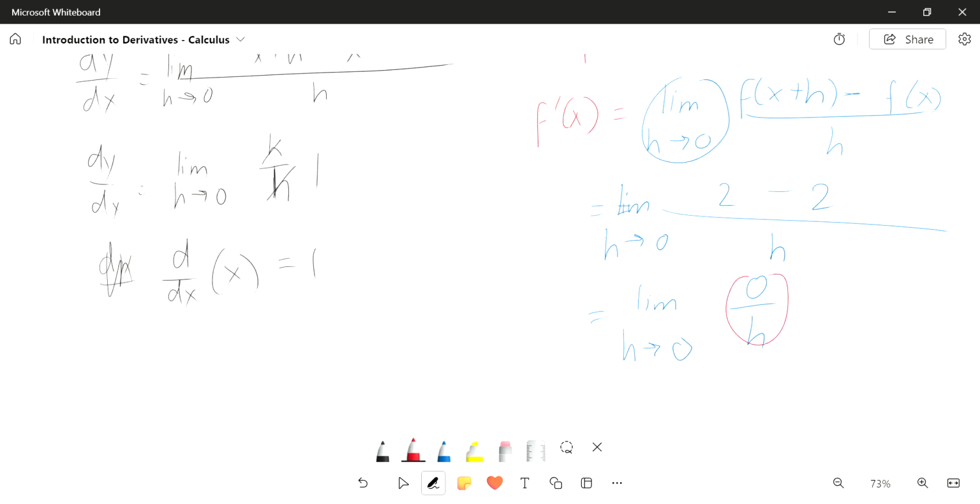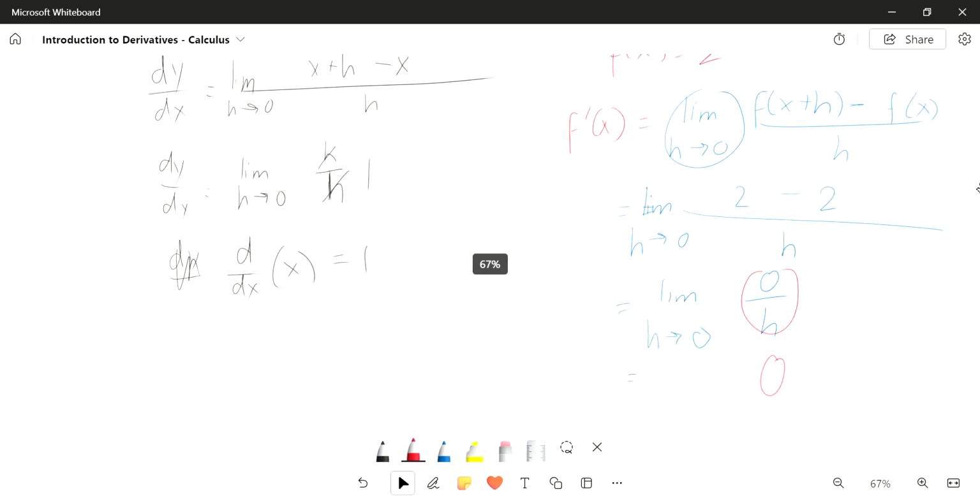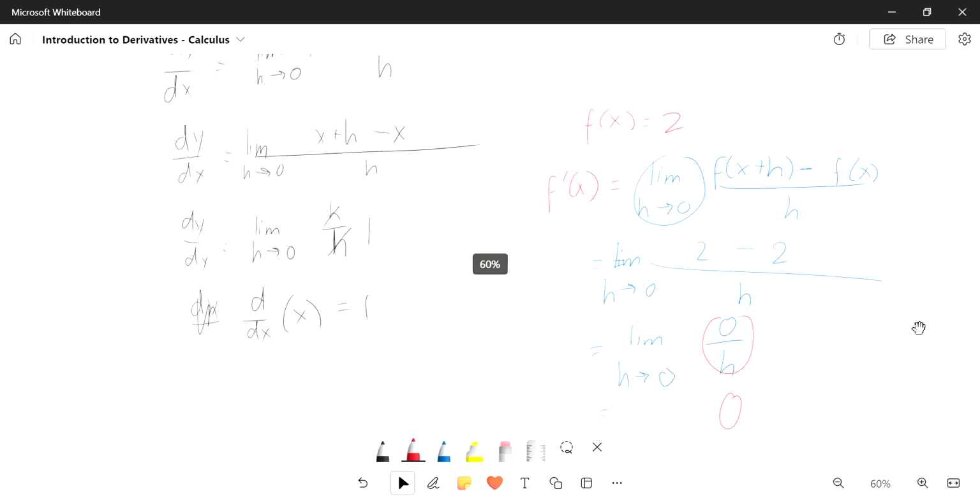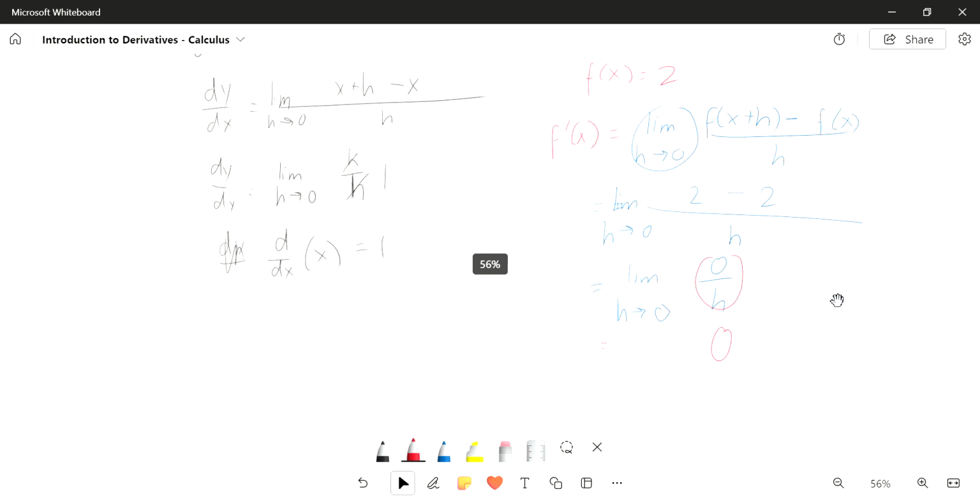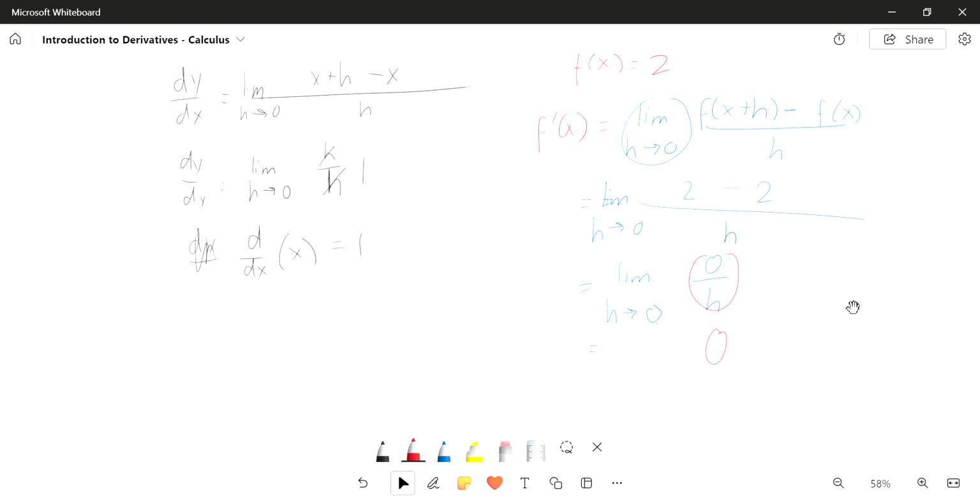But we know that this just becomes 0 because of the 0 in the numerator. And so the derivative of the function f of x equals 2 is equal to 0. In fact, the derivative of any constant, you can have negative 1, 5.5, 1 million, and negative 1 million, they all have the same derivative, which is 0.